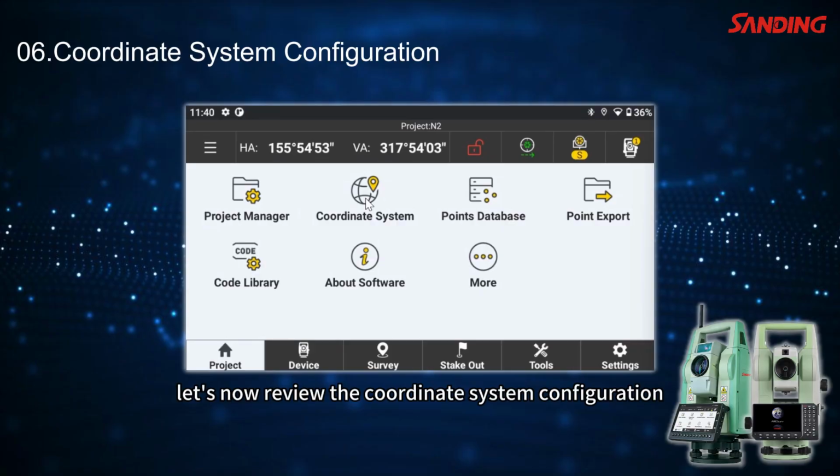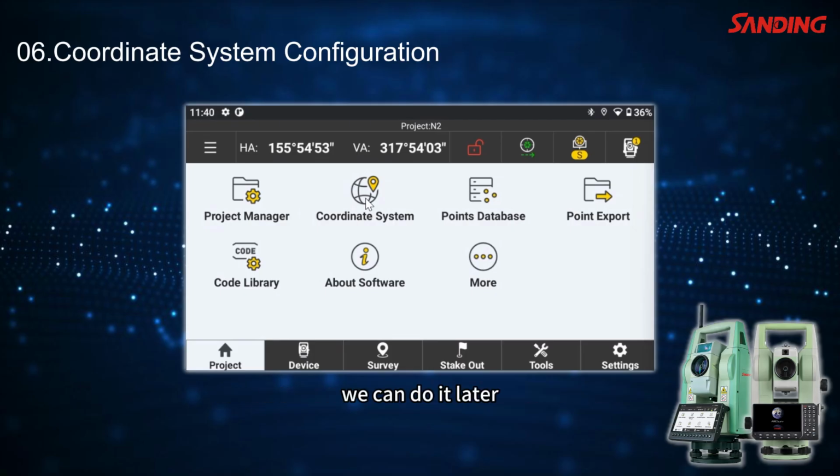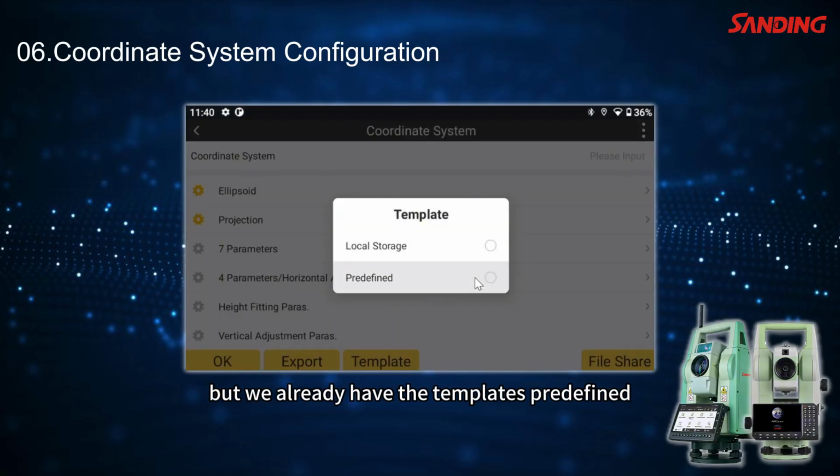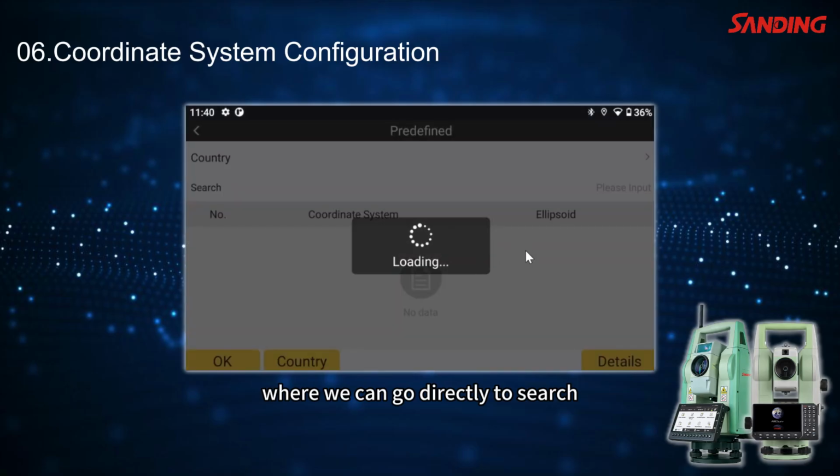Let's now review the coordinate system configuration. Remember that when the project was created, we did not make this configuration. We can do it later, and it would be here in the coordinate system. Note that it is the default, but we already have the templates predefined, where we can go directly to search.